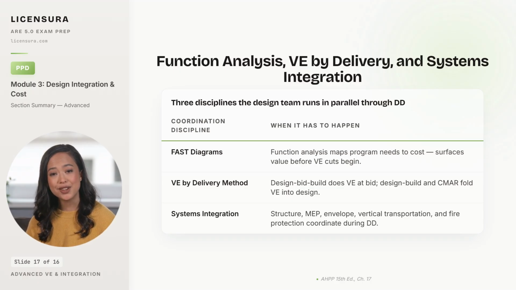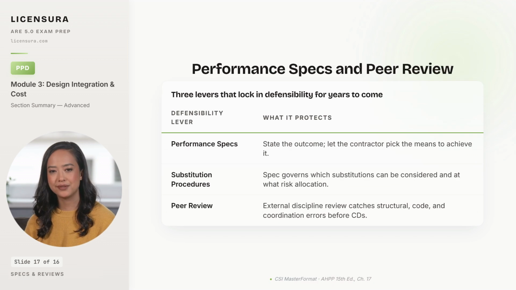Structure, MEP, envelope, vertical transportation, and fire protection all reconcile their requirements into a single coordinated document, and the architect runs that coordination as the team's central conductor. Specifications and peer review close the arc, the documents and external checks that make the design phase defensible long after construction is done. 3 levers close the arc and lock in defensibility.